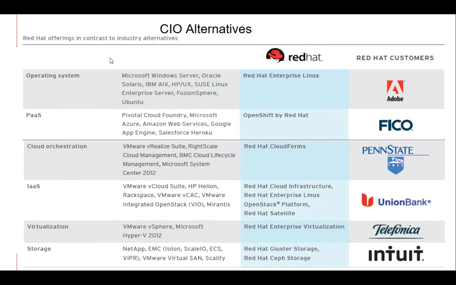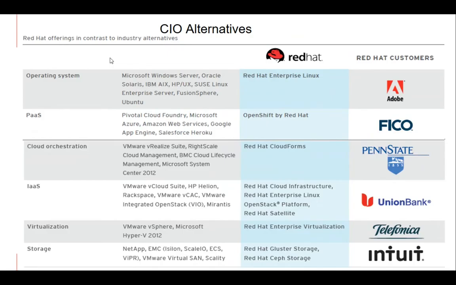When it comes to platform as a service, OpenShift by Red Hat. OpenShift by Red Hat, as of now, has a very good partnership with AWS and Azure, so you can run your OpenShift on Azure or AWS to create a containerized infrastructure offering. Next is your cloud orchestration, so you have CloudForms. For infrastructure as a service, Red Hat has a complete cloud suite, Red Hat Cloud Infrastructure, OpenStack platform.